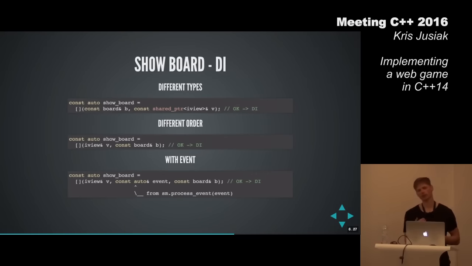So as I said before, just to recap, if we change anything in the show board, like the order or types, or we pass an event, all of that will be handled by DI. We don't have to care about that. We just focus on the logic. So it's really convenient for us to write the code and not focus on boilerplate DI stuff.